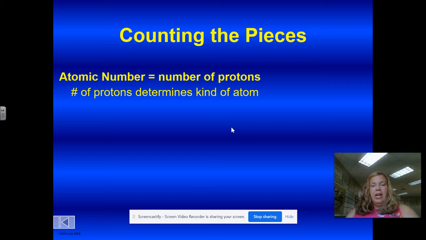For example, if I have 6 protons, I have a carbon atom, period. If I have 5 protons, I no longer have a carbon atom. I have to have 6 protons to have a carbon atom.